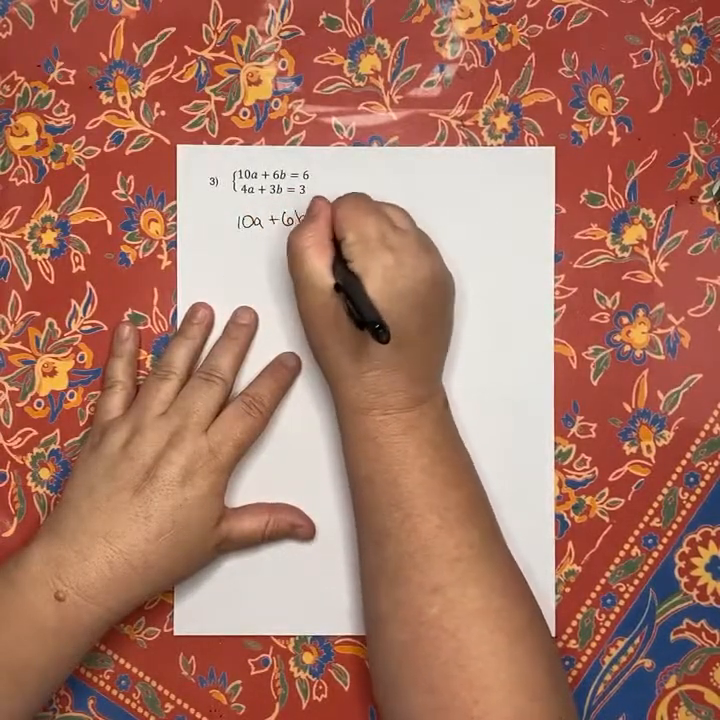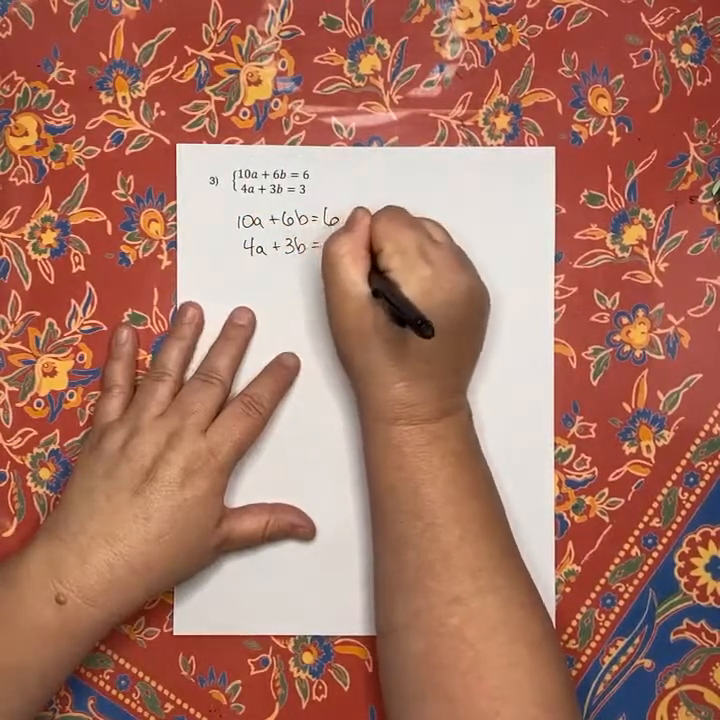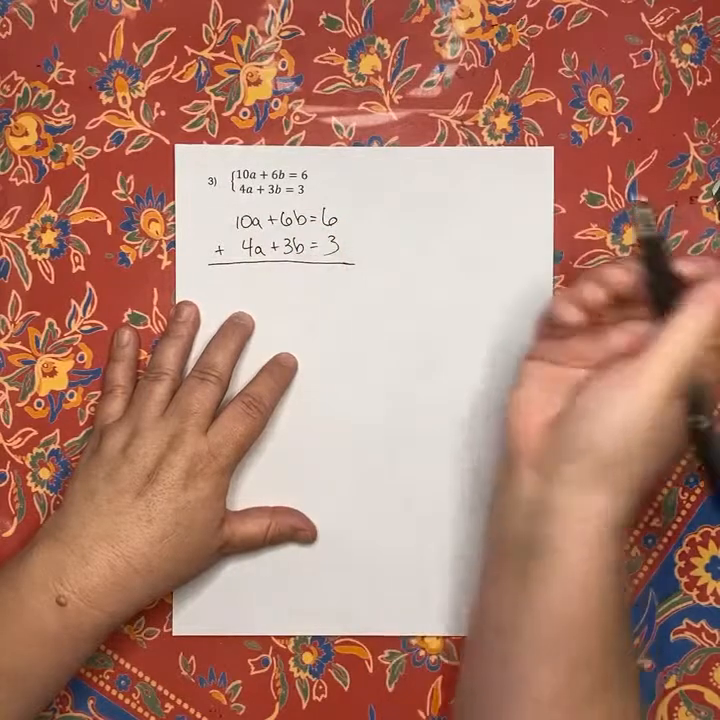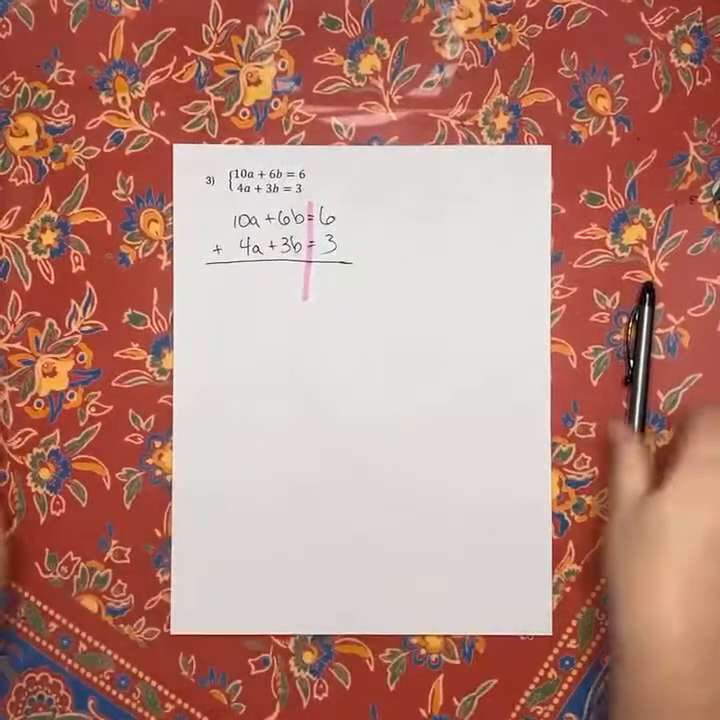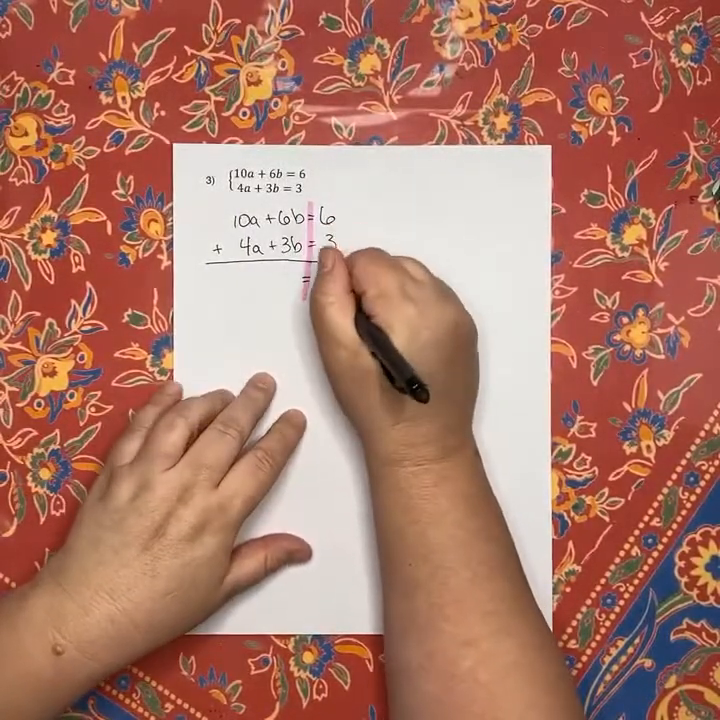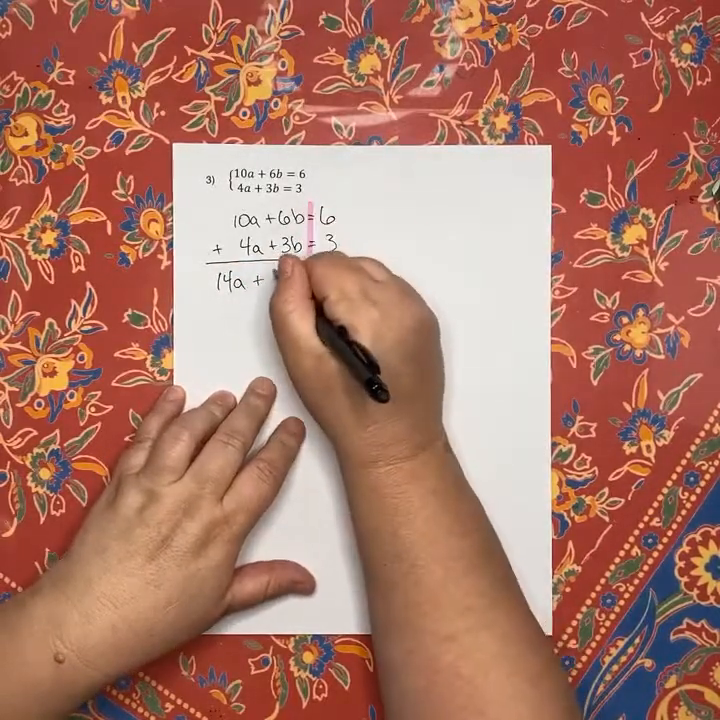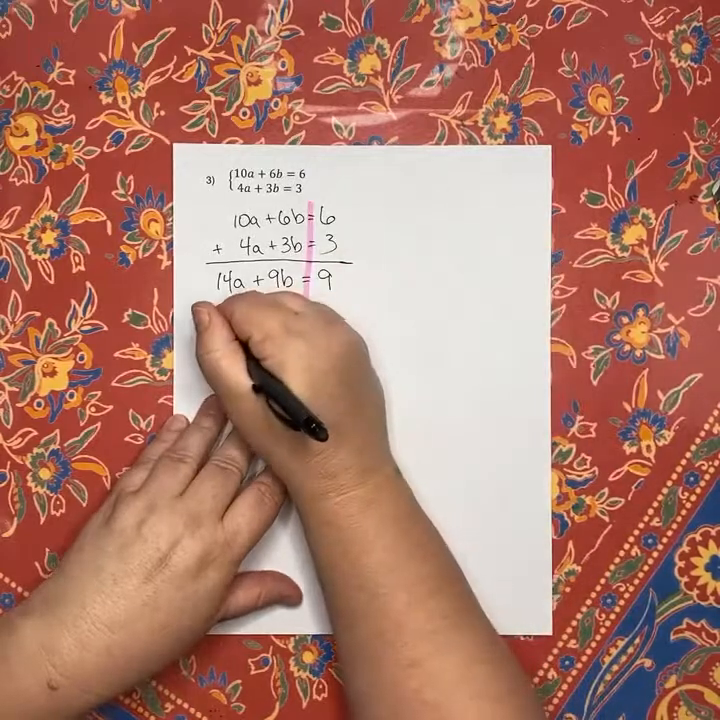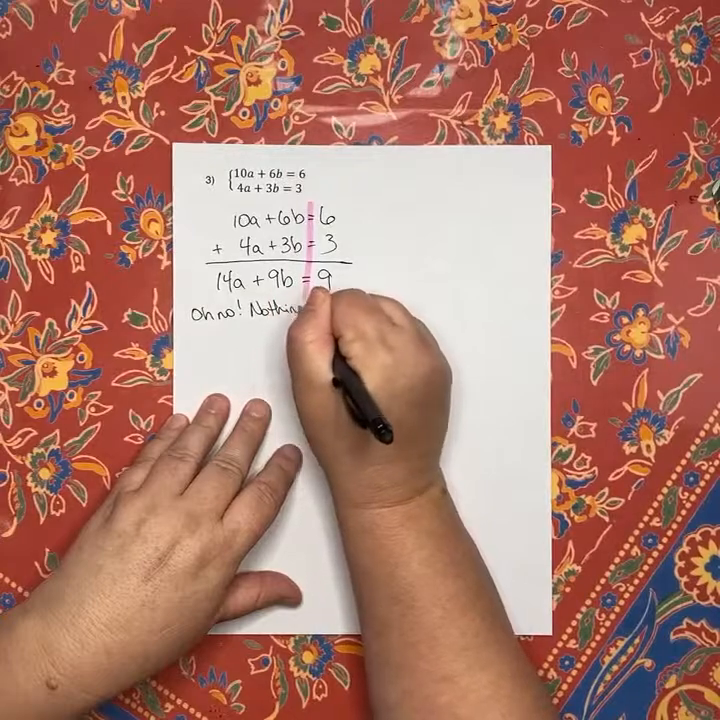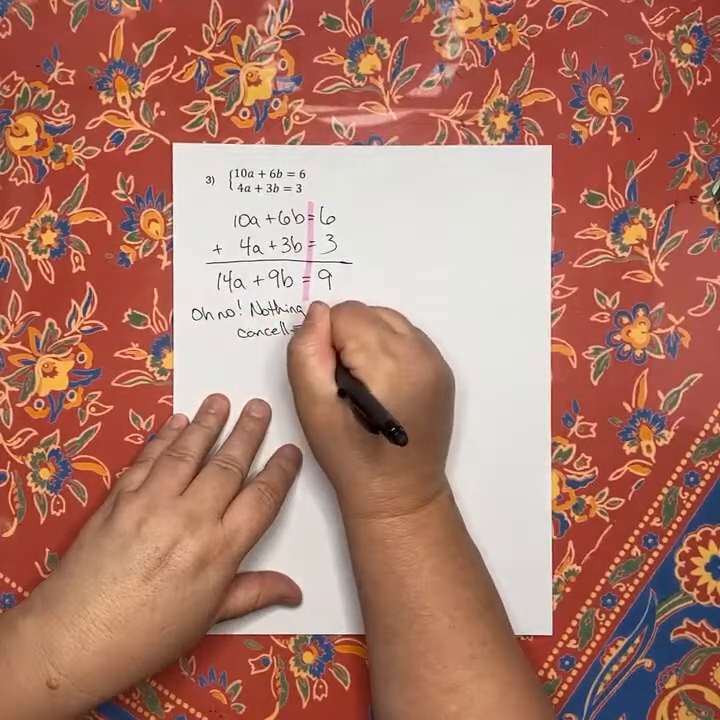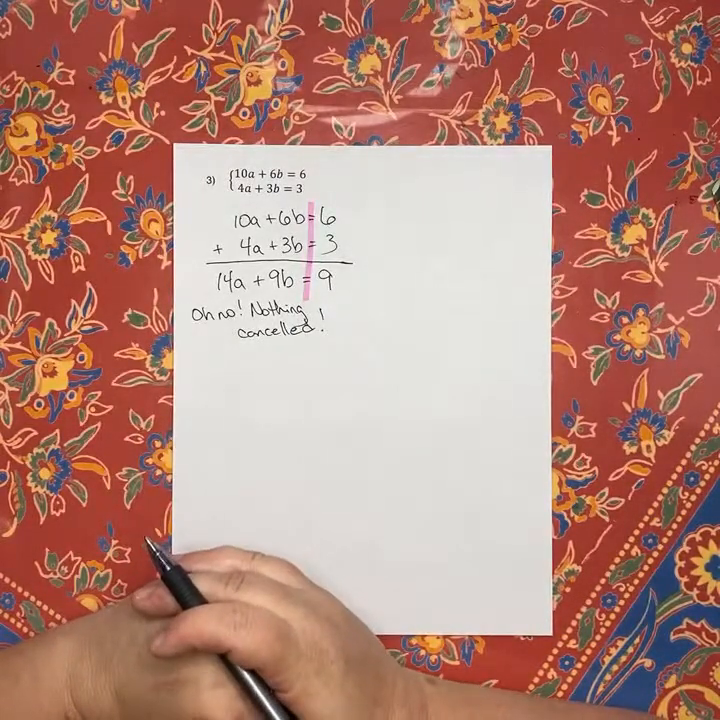10a plus 6b equals 6. 4a plus 3b equals 3. Add them together. Line up the equals. I'm getting good at this. Over here I get 9. Over here I get 14a. And over here I get, oh no. Oh no, nothing canceled.